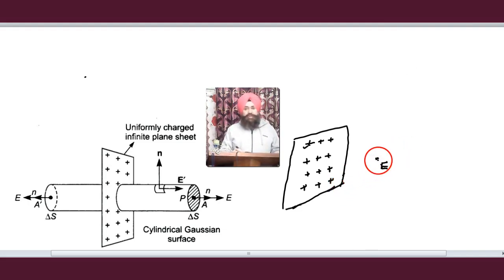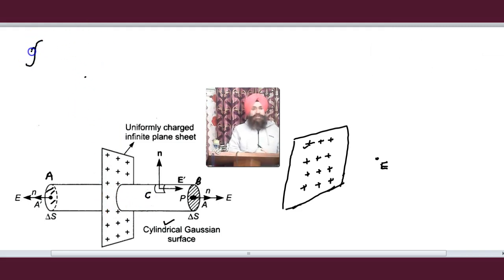With this point as reference, what we do is draw a Gaussian surface, and the Gaussian surface is a cylinder. Now this cylindrical Gaussian surface has three closed surfaces. This is A, and then B, this other end, and the curved surface of the cylinder. Let me call it C.